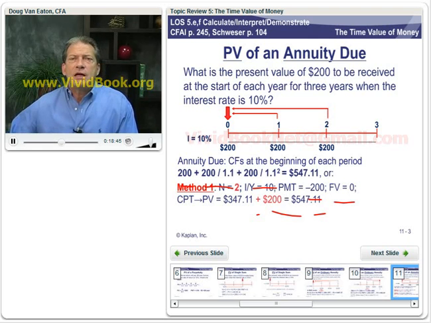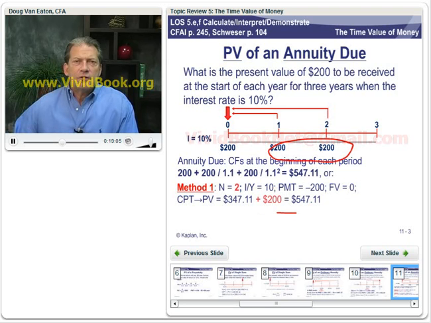What we've done is treated these 2 payments as a regular annuity. So this part right here, this 347.11, that's the present value of those 2 payments. See, n equals 2. So we've got, and this is in end mode, so we're getting a time 0 value. Well, we're also going to get $200 today, but we know the present value of that is $200, so we can add it to the 347.11.